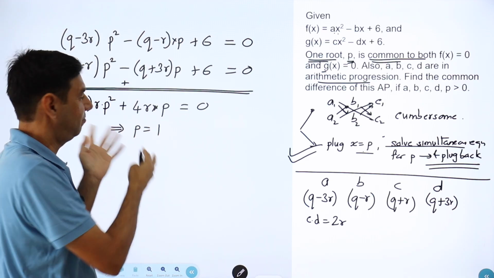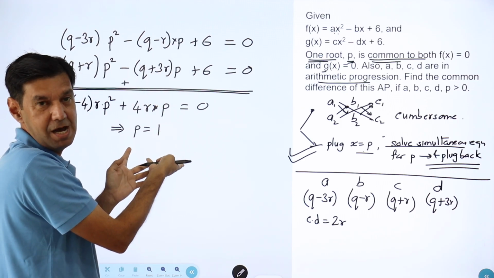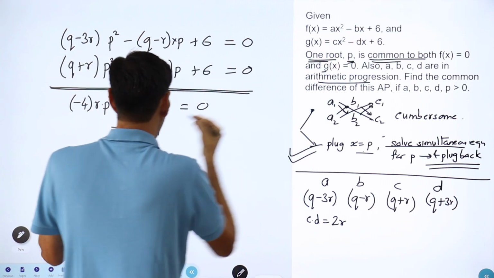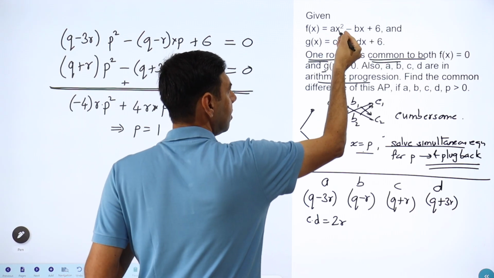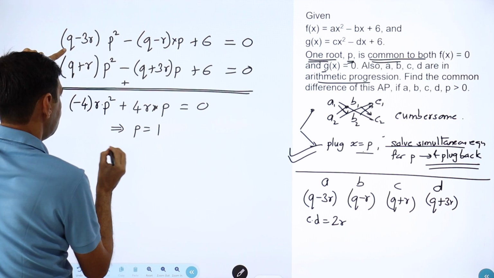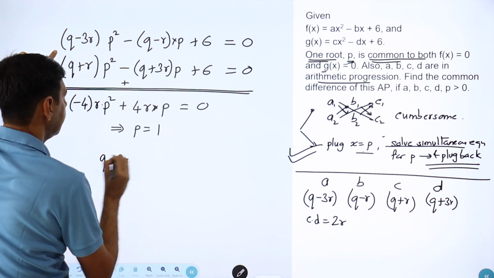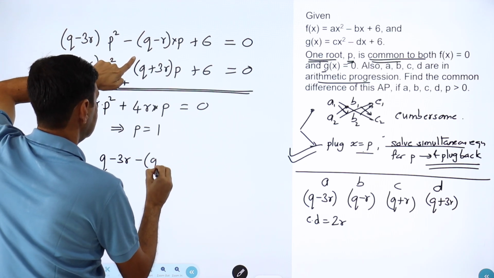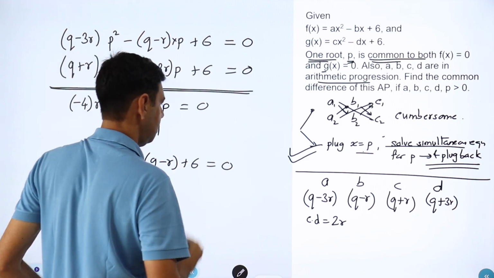Wow, so this is what, when you try something, you will find something easy. Just sitting and worrying is not going to help us, right? I did not know it would turn out to be so very easy. So just plug p is equal to 1 back into this original equation. So I'll have q minus 3r minus of p is 1. So this is q minus of r plus 6 is equal to 0.